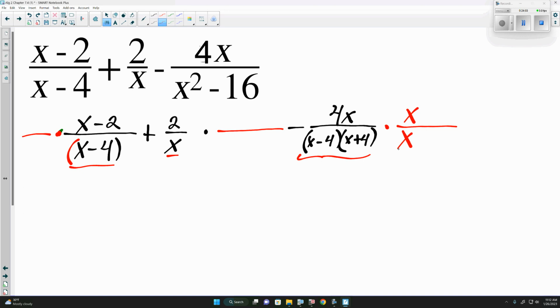X plus 4 is going to need to be included once, because it shows up in that fraction once. Does x plus 4 show up anywhere else? No, so we only need 1. So the last one is finished. All we need to do is multiply it by x over x. Now the middle one just has x, but it also needs an x minus 4 and x plus 4, so the middle one is going to be multiplied by x minus 4 and x plus 4 on top and bottom.